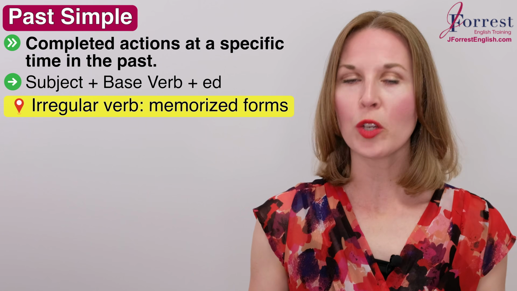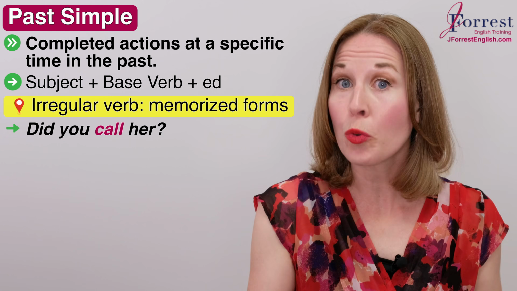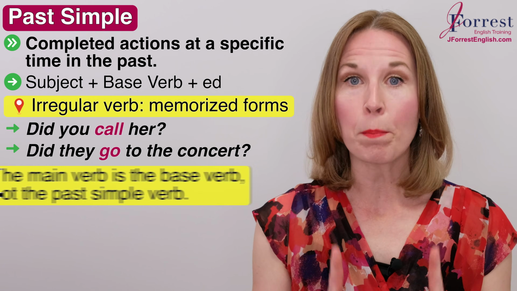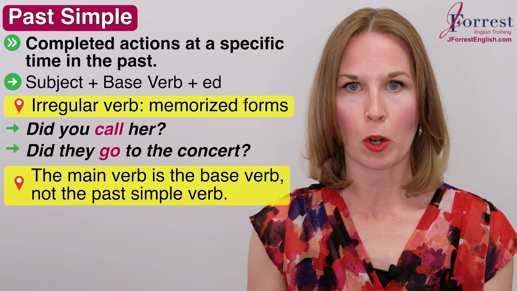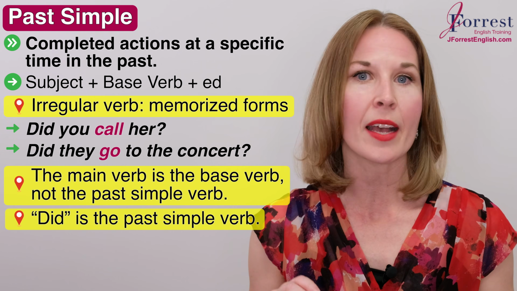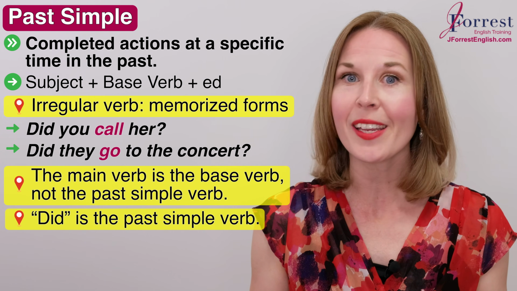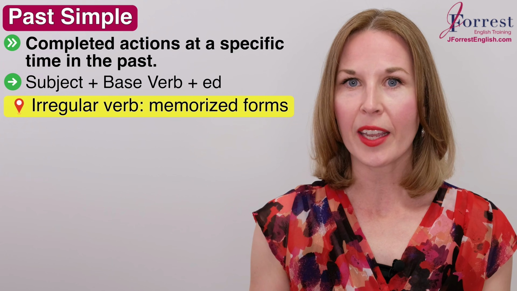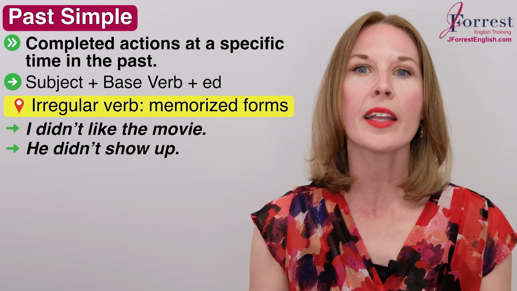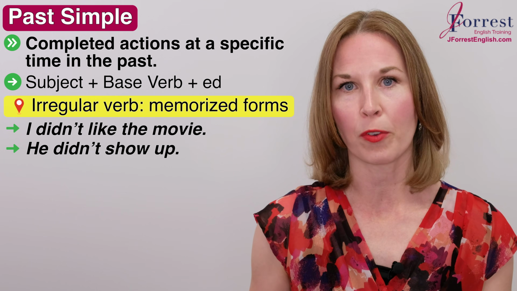To ask a question, we use did. Did you call her? Did they go to the concert? Notice that the main verb is the base verb, not the past simple verb. Did is in the past simple. This is a common mistake I see students make. Did they go to the zoo? And for negatives, I didn't like the movie, he didn't show up. Again, did is the past simple verb.